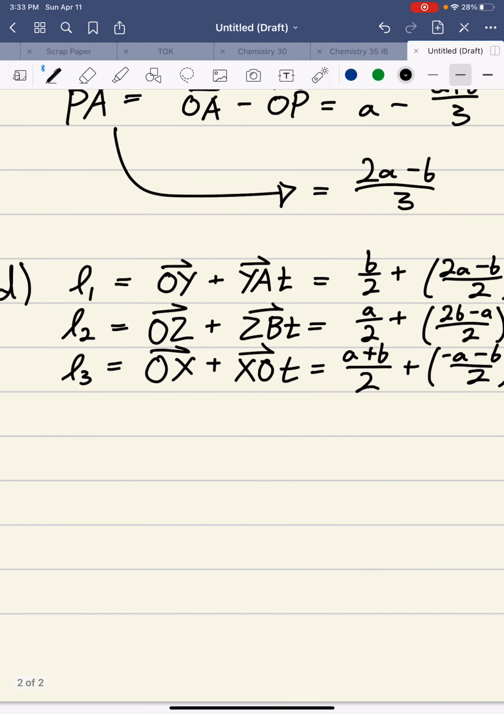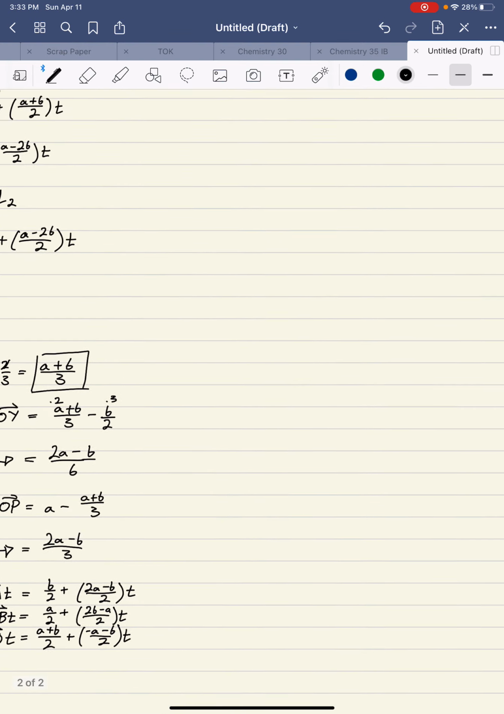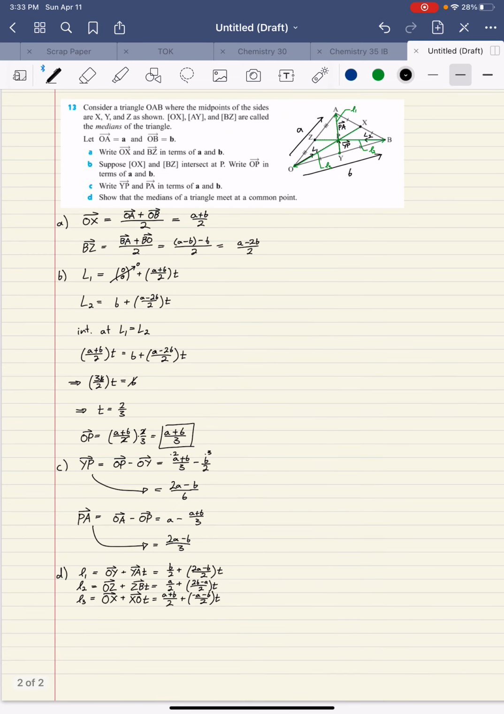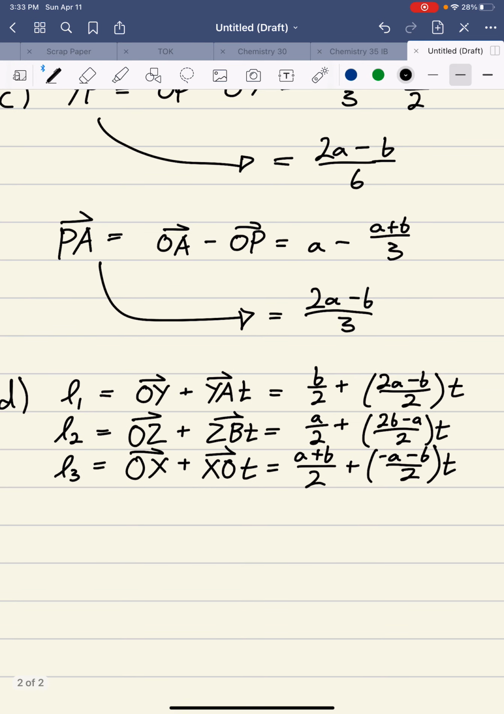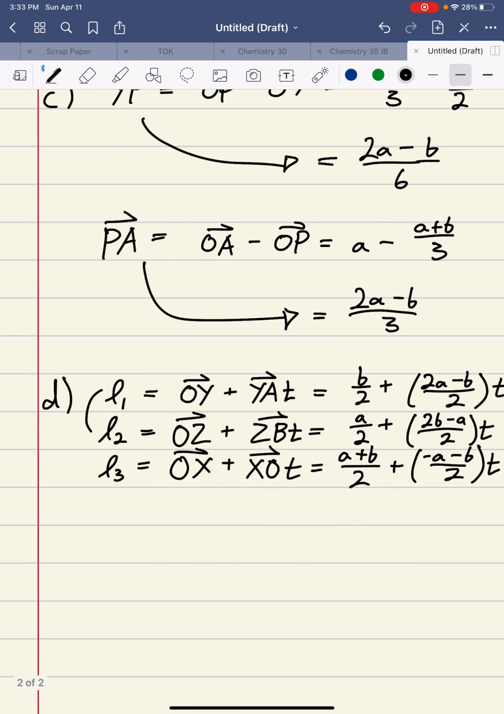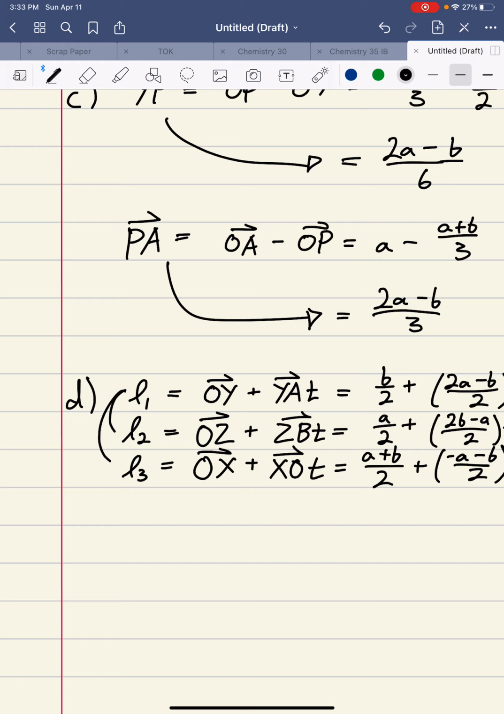So what do we want to do here? Well, we want to equate all of these lines to each other. So we want to do line 1 with line 2, line 1 with line 3, and finally line 2 with line 3. So why do we want to do this? Well, we want to show that between every single line lies a point, and that point is the same value for each of these intersections. So that's how to prove this.